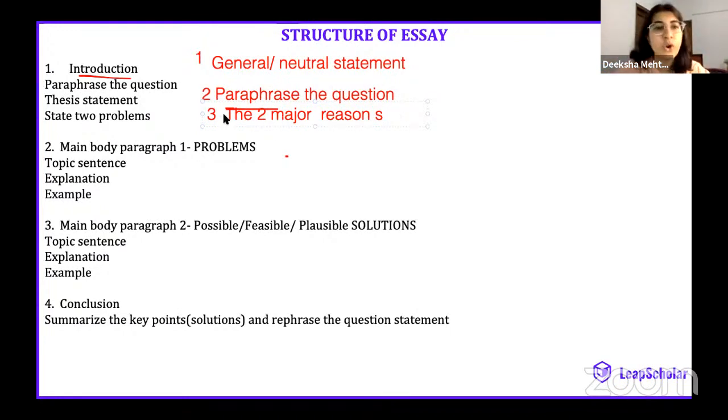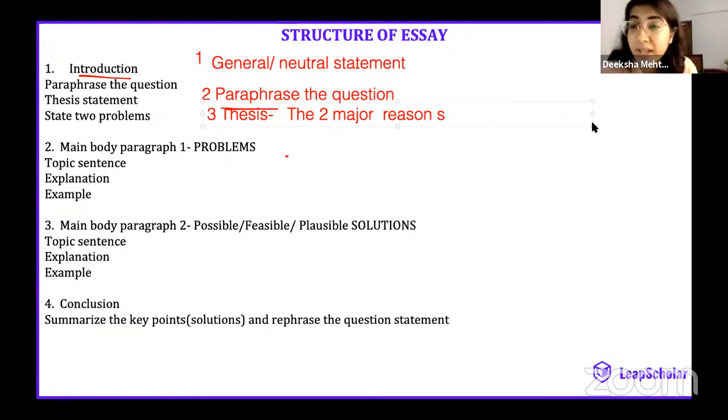So always write your thesis statement. Thesis statement is usually your opinion, but if your opinion is not asked, you will have to modify your thesis statement. You will have to write something else, right? So what can you write? You can write an introduction. So you can write what the next paragraphs are saying. For example, in this case, the next paragraph is going to talk about problems. So I can write my problems there.